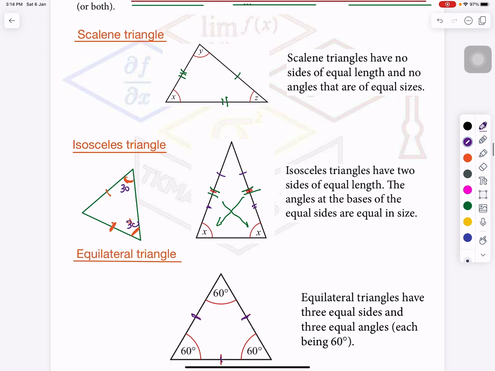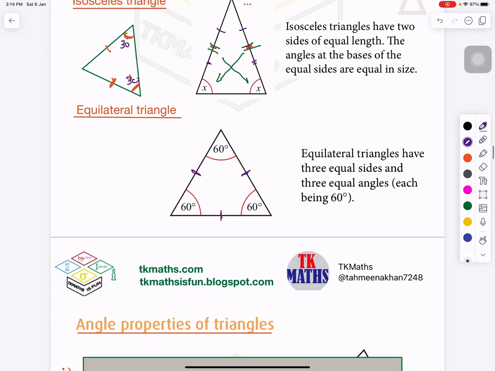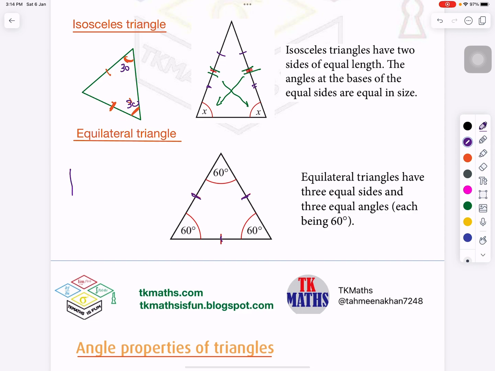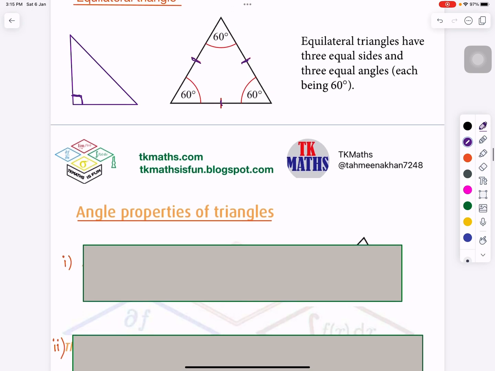So now you know what is scalene triangle, isosceles triangle, equilateral triangle. One more which I have not written here just for you, which is what? Right angle triangle. And what do you know about right angle triangle? In which one of the angles is 90 degrees. Okay. So now angle properties of triangles.